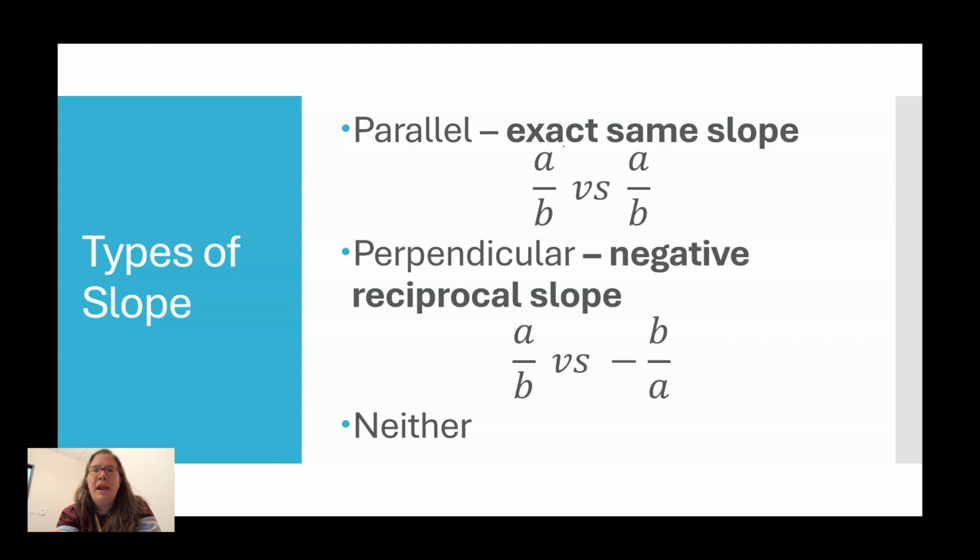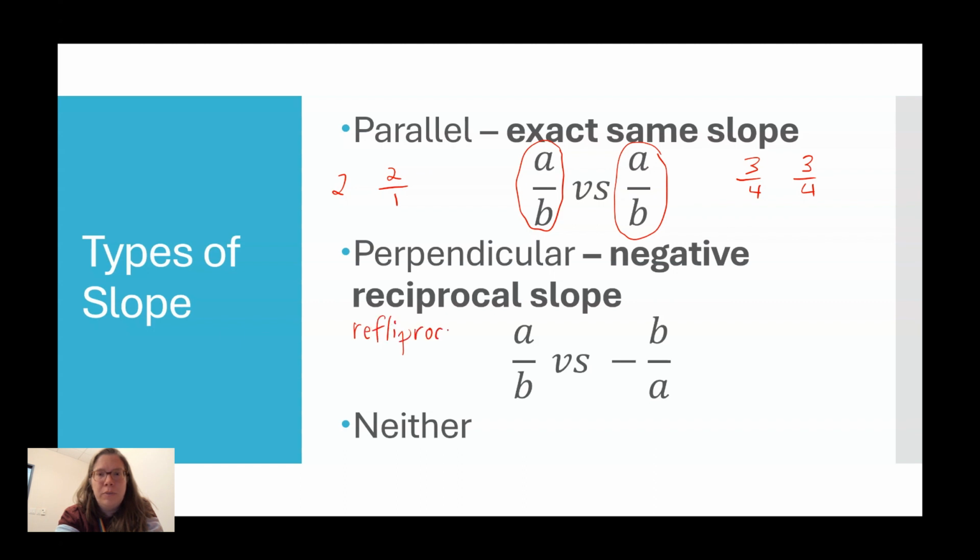If they are parallel and they have the exact same slope, we're going to have the exact same number. So 3/4 and 3/4, or 2 and 2 over 1, which are exactly the same, right? If we have perpendicular slopes, they're going to be the negative reciprocal of each other. So reciprocal, shout out to Tony, who renamed it "refliprical" for me in 6th grade. And the reciprocal gets flipped upside down, and we also make it negative, or we change the sign, right?